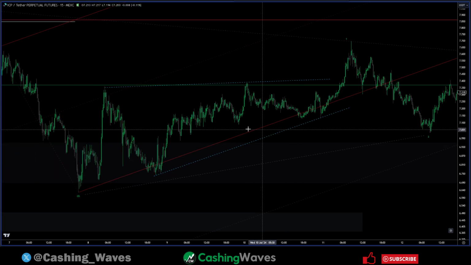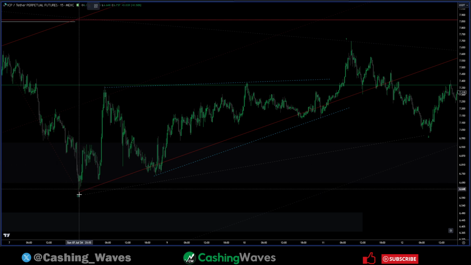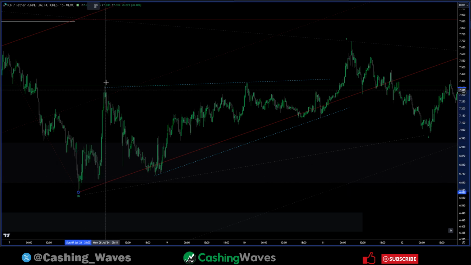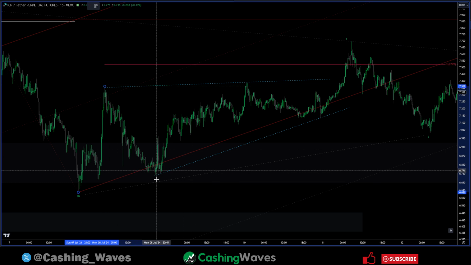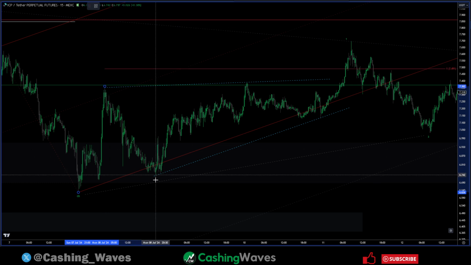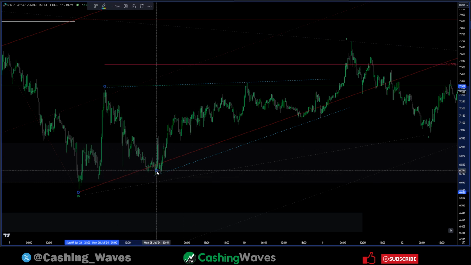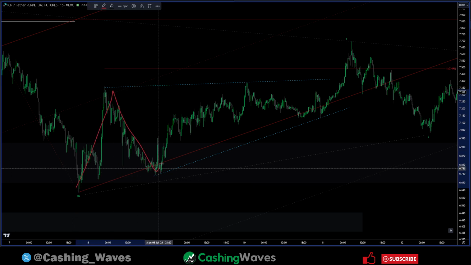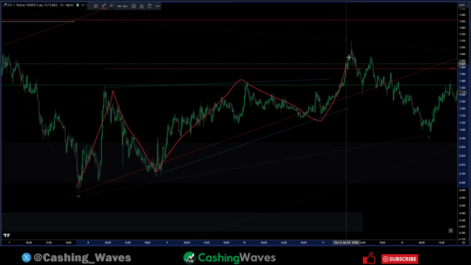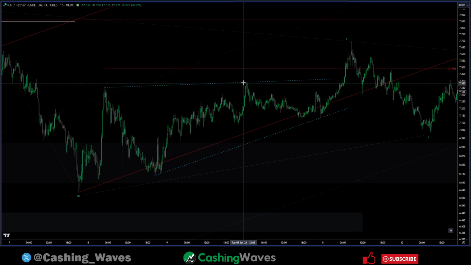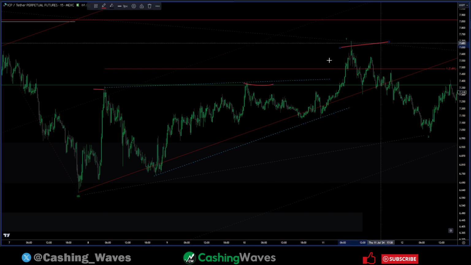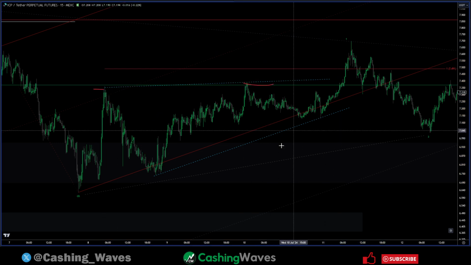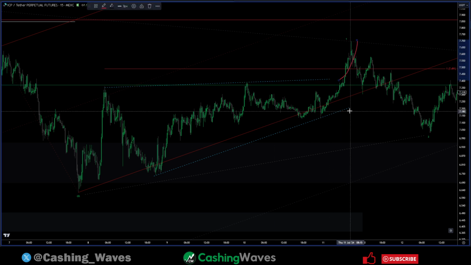You can't get so obsessed with one read you have. You have to constantly re-examine as you get more evidence and waves fill out. So we're looking for a 618 to 786 extension, counting this as 1, 2, 3, 4, 5. 3 is higher than 1, 5 is higher than 3. It's just we got some throw-over here on our fifth wave.